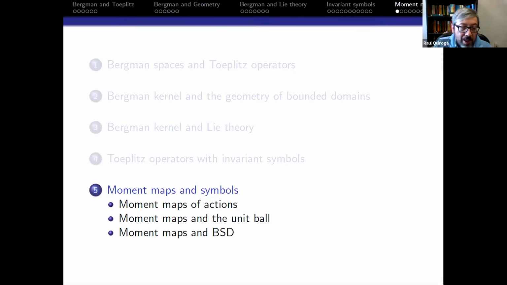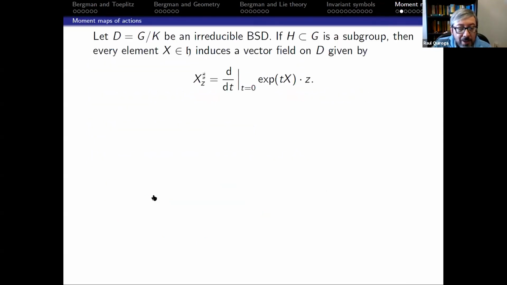There's another way to get C*-algebras that are commutative and generated by Toeplitz operators, using symplectic geometry, moment maps, and how they relate to symbols. So the thing is that you have your bounded symmetric domain, a group, and out of that you want to get symbols. We saw that with H invariance. If you take H as a subgroup of G, you get H invariance, but there is another way.